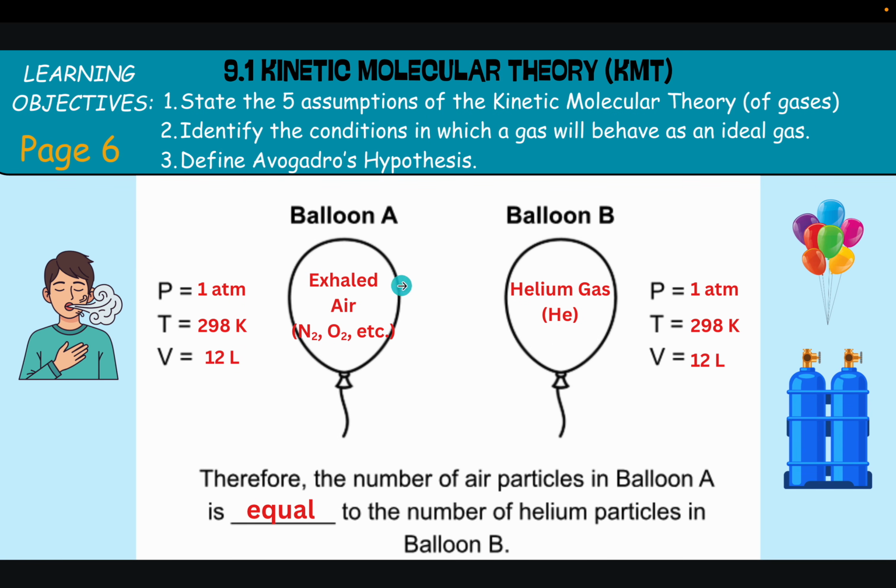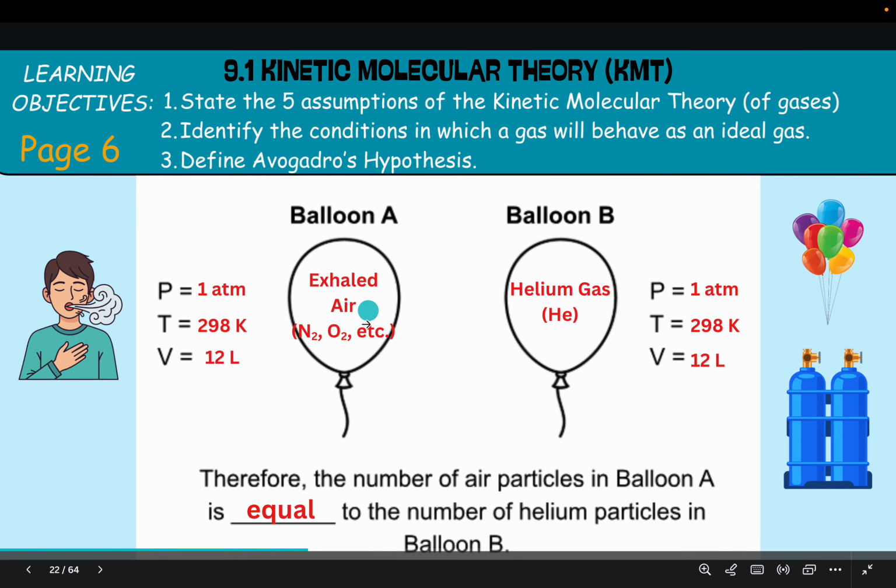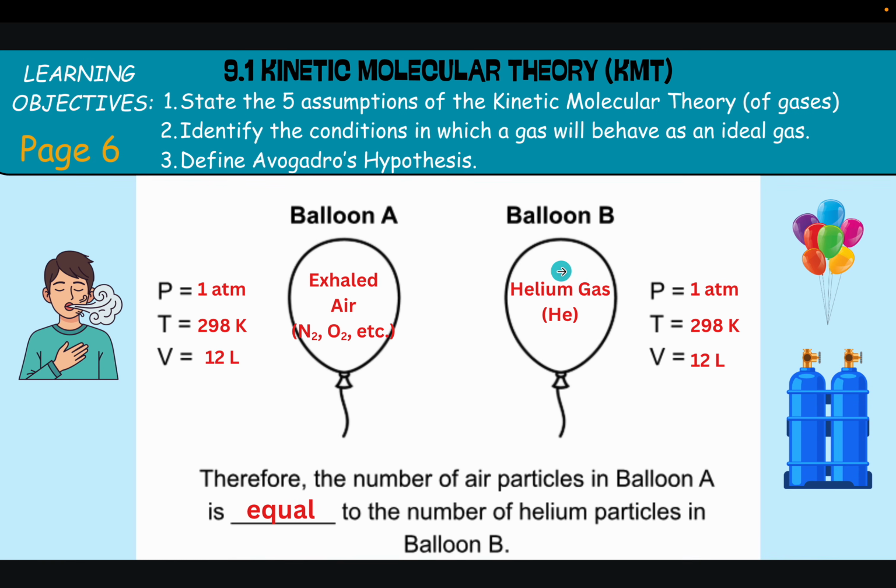Okay, so if the gases inside each of these balloons are at the same pressure, so they're each at 1 atmosphere, and they're at the same temperature, 298 Kelvin, and we already said that the volume is the same, this means that because of Avogadro's hypothesis, the number of air particles in balloon A and balloon B will be the same. So the number of air particles in balloon A is equal to the number of helium particles in balloon B.